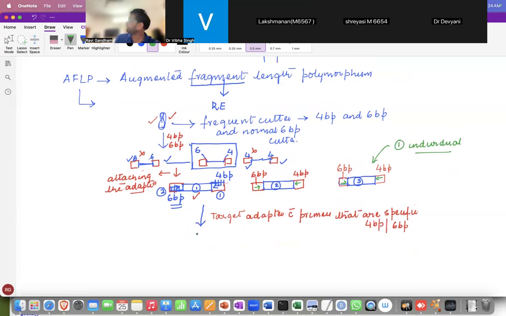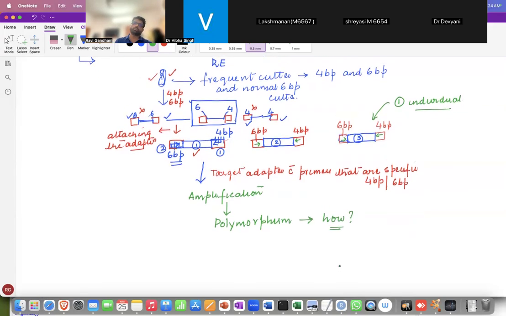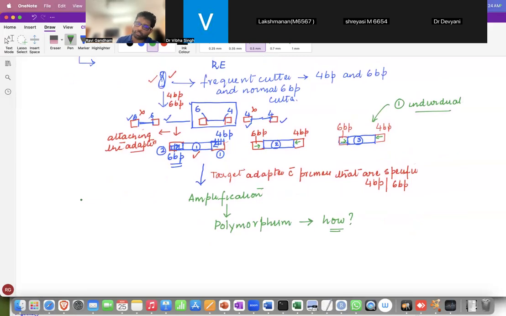Now, having said that, now your primers are there. And what are you doing? You are amplifying this. You're doing an amplification, and after amplification, you are trying to identify the polymorphism. Now, the catch here is what and how the polymorphism occurs. See, how the polymorphism occurs, you should understand. Now, let us say, what is the first reason for polymorphism? The first reasons for polymorphism in AFLP.